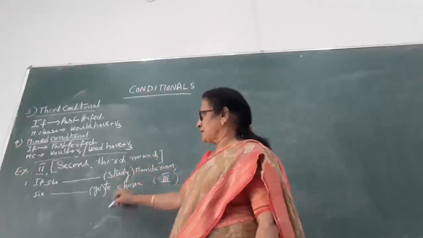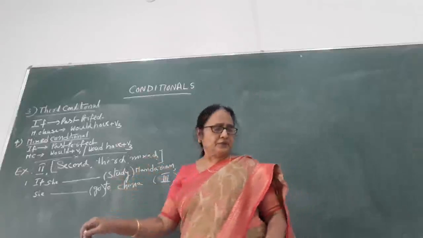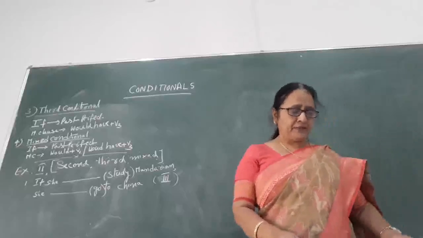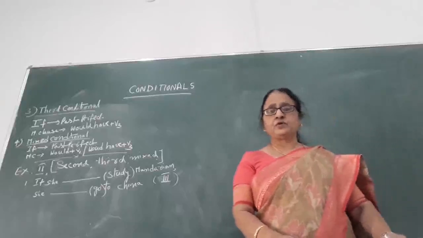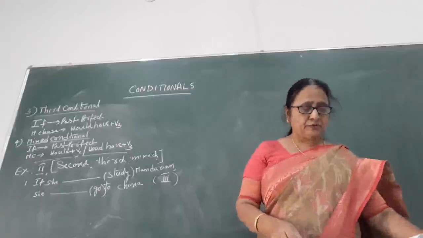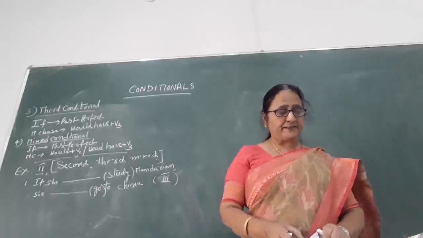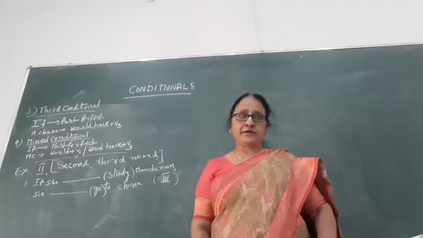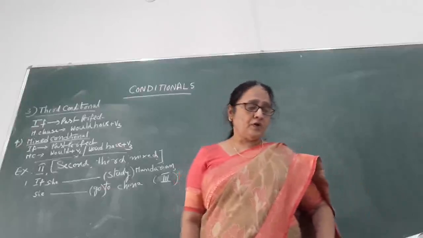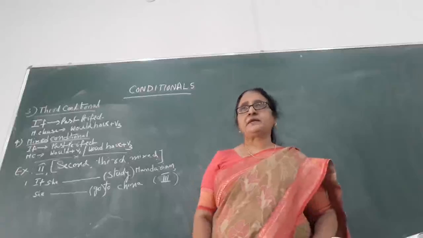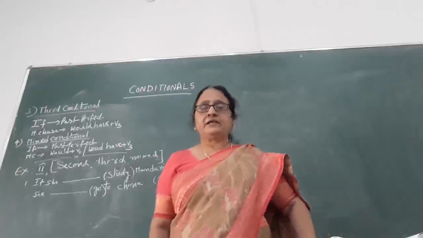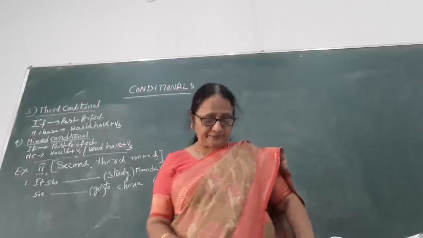The first bit is from your textbook, and I am reading from your textbook only. That is page number 62, the second exercise. In the second exercise, you have to make second conditional, third conditional and also mixed conditional sentences. Within brackets, you have to write which conditional it is. It was given, and in exams also you will get it like that only.